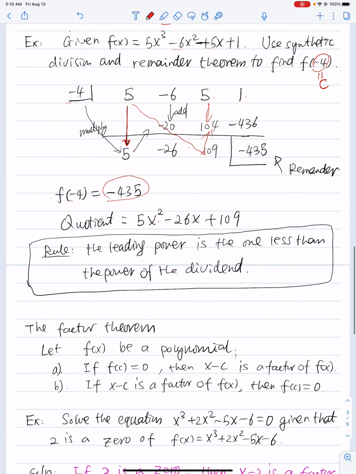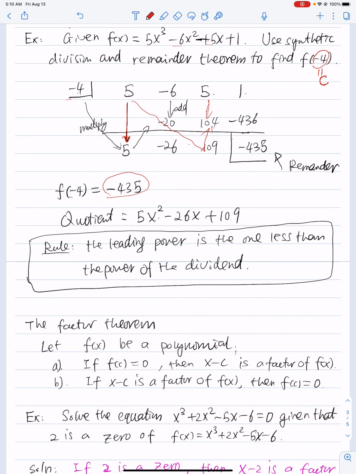Okay, so the leading power of the quotient is 1 less than the power of the dividend. Okay, of the quotient.